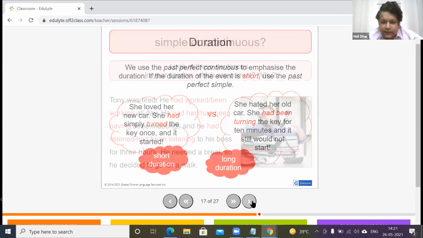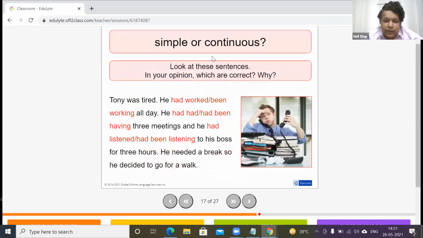Let's look at more examples. Simple or continuous? Look at these sentences. In your opinion, which are correct? Why? Tony was tired. He had been working. He had been working all day. Okay, correct. Working all day. He had been having 3 meetings, and he... let's try this again. He had or he had been? Which one do you say? Think about which is correct.